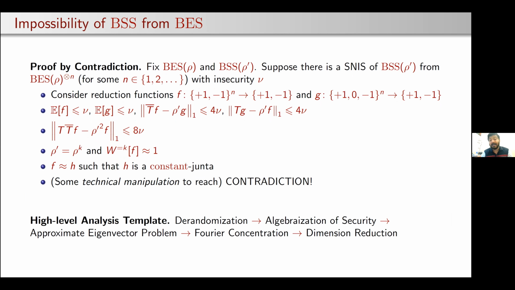So let us quickly summarize the high-level overview of our proof technique. We first have a de-randomization step that says that without loss of generality, we can assume that our reduction functions are deterministic. Then we algebraize the notion of security. Then we reduce the problem to an approximate eigenvector problem. Then we hit it with an appropriate Junta theorem to get Fourier concentration results. And then we finally perform a dimension reduction. I wanted to highlight this high-level template because our proofs all follow this template.